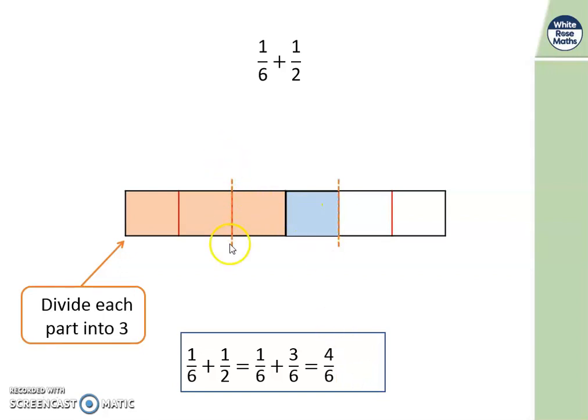Can you see I've split my bar into 3 pieces now using the orange lines? And this part and this part are shaded in, so that's 2 out of the 3 pieces now. We've done that by dividing both parts by 2.